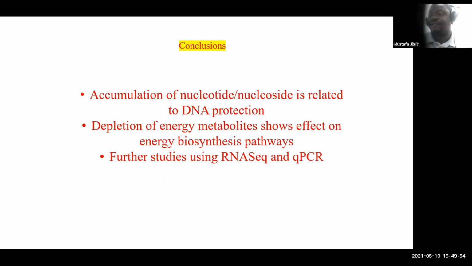Well, we are doing other further studies using RNA-seq and qPCR. So those are also in the pipeline. But this is a snapshot of what we got from the pathways, a possible effect of the mechanisms of carbapenem against bacterial spot pathogens and Xanthomonas perforans.